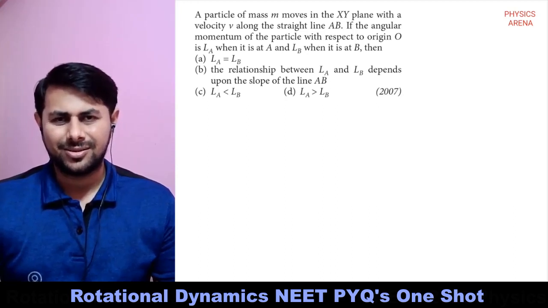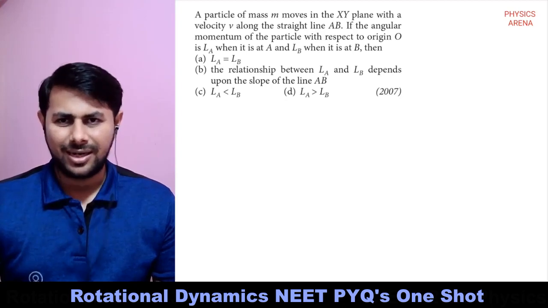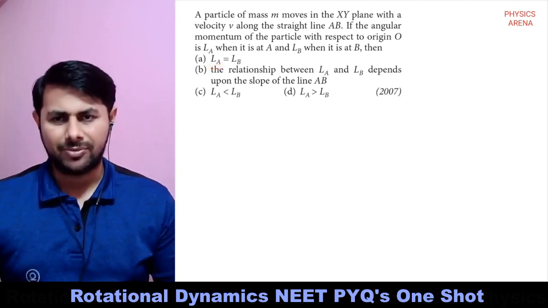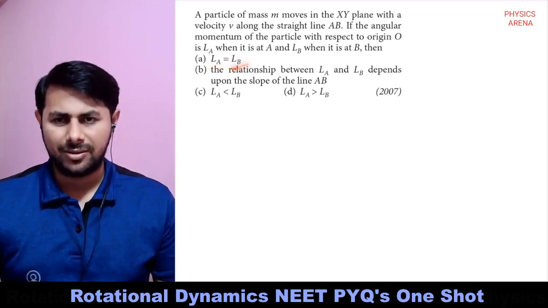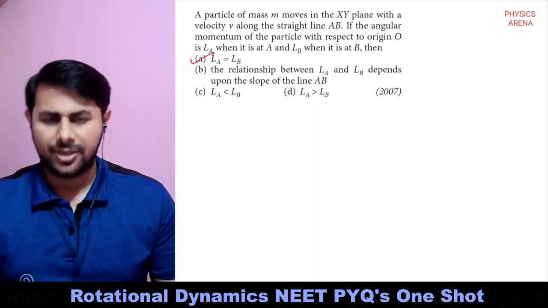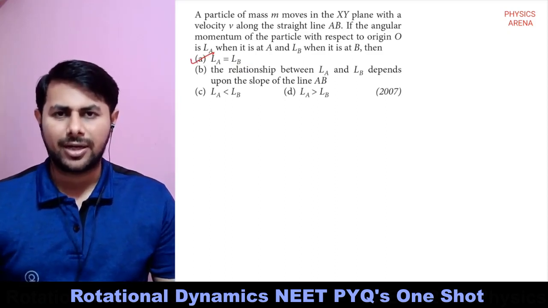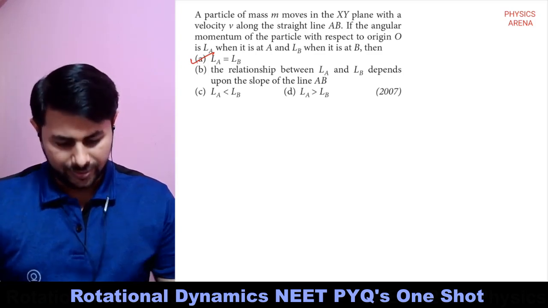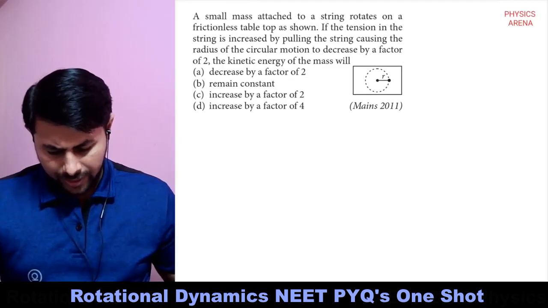It remains constant, right? So angular momentum at point A will be just equal to angular momentum at point B. Okay. So angular momentum does not change. It remains constant if there is no torque acting on the particle or body. Got it? Okay, good. Next question.